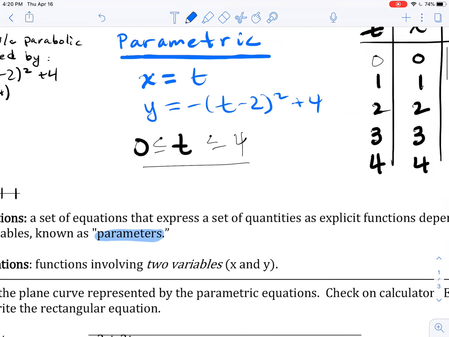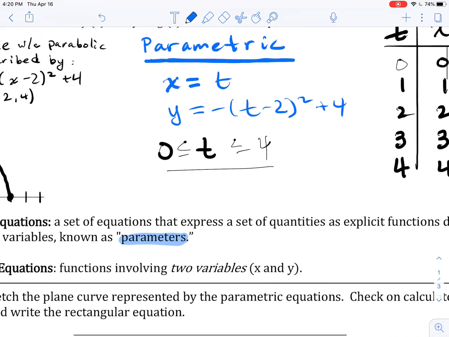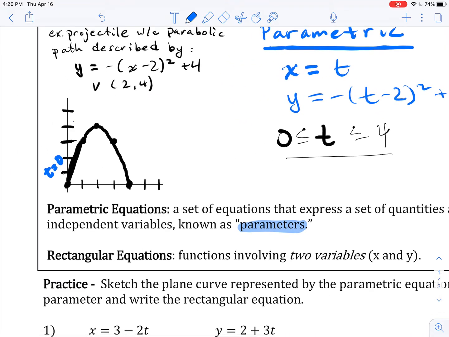When x is equal to 1 and y is equal to 3, t is equal to 1 here. When x is equal to 2 and y is equal to 4, t is equal to 2 here. And I could go ahead and continue to label these. And you're going to see in a moment that that actually isn't absolutely necessary, but I just want you to see what the t values are as x and y change.